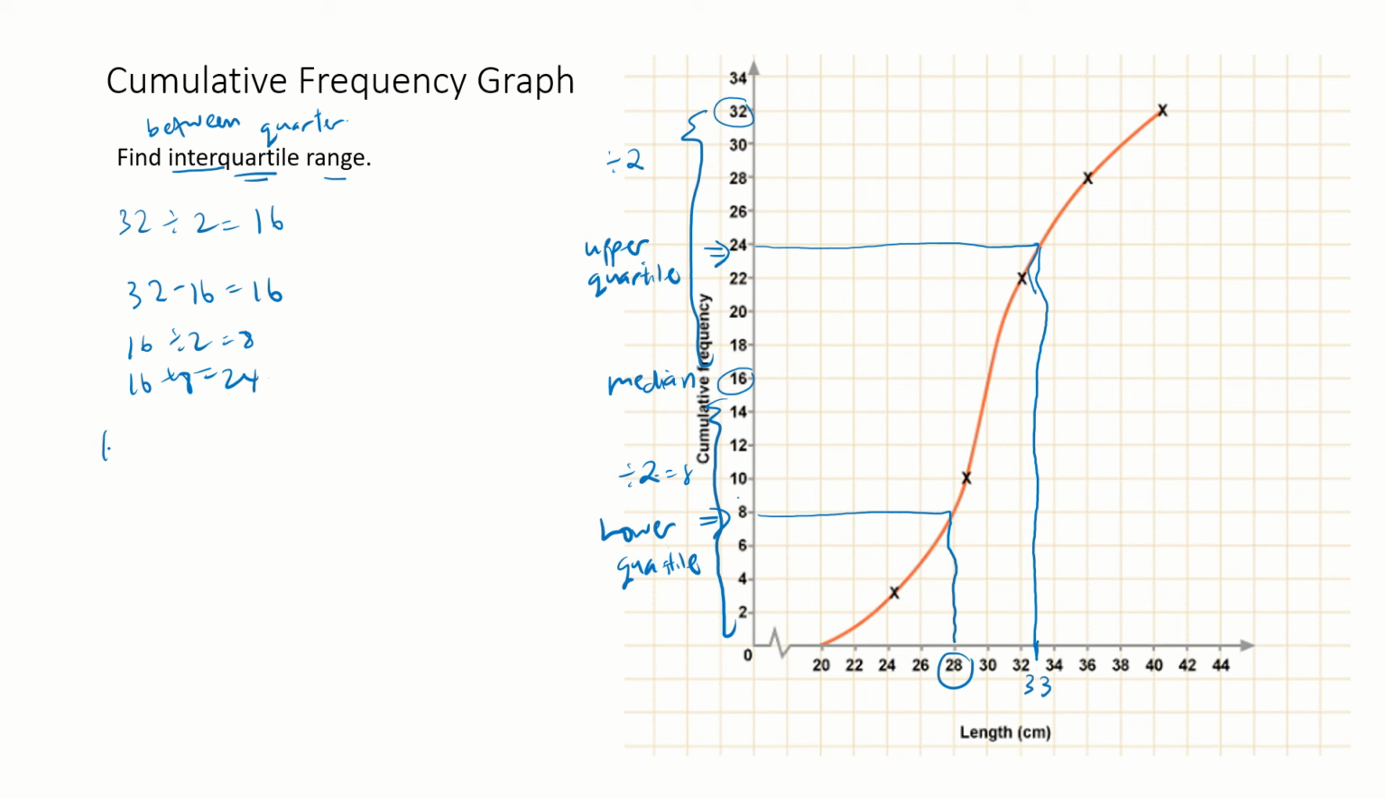So to find the interquartile range, we take the upper quartile, which is 33, minus 28, the lower quartile, and you will get, what's it, 5? Yeah, 5 centimeters. So this is how you find the interquartile range.